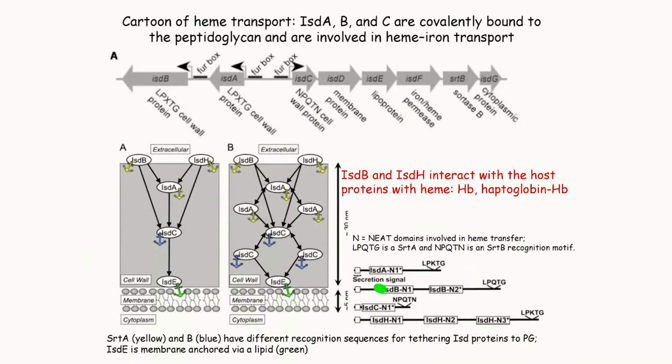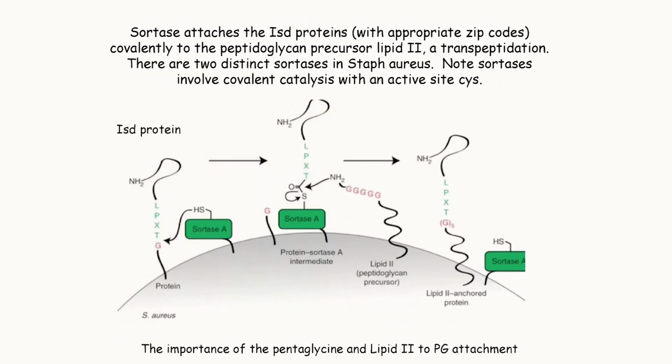Let me just point out, I'm not going to spend much time on this today because you've already had a problem in your last problem set on this. You have these little NEAT domains, which are 120 amino acid domains that allow you to pick up heme and are involved in transfer of heme down a bucket brigade. So what we're trying to do is attach these ISD proteins to the peptidoglycan. How they end up being organized, how many there are, is all an active area of research. We don't really know that. Somebody might know it, but it's not in the published literature.